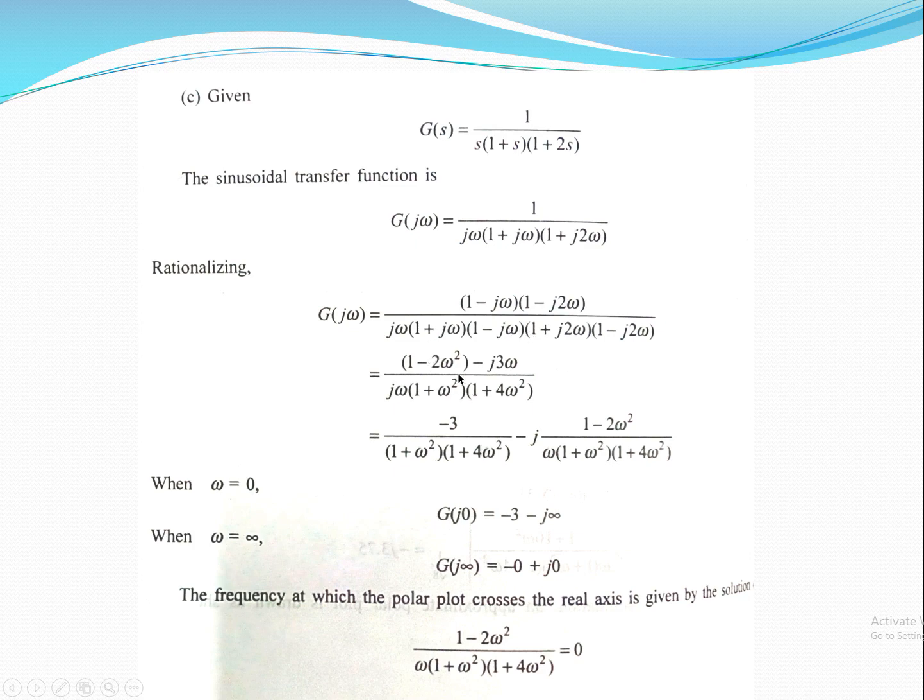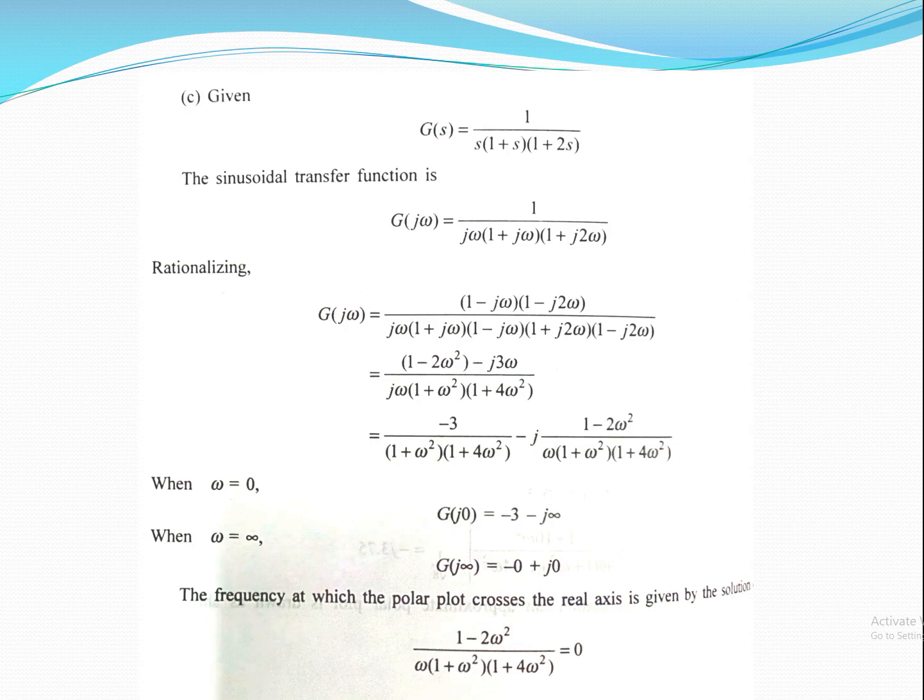So I will separate these two terms. After separating them, we will have a real part and an imaginary part. Then we will put some limits over here, so we will get g of j0 minus 3 minus j infinity g of 0. Now we need to find the intersection with the real axis also.